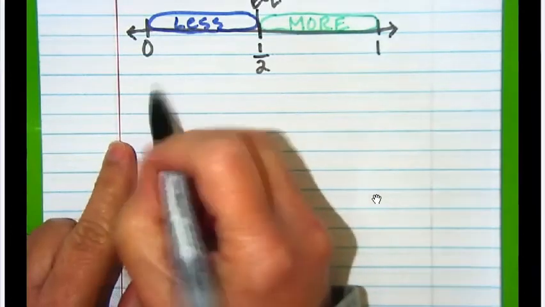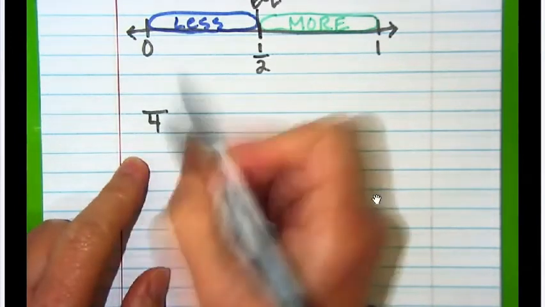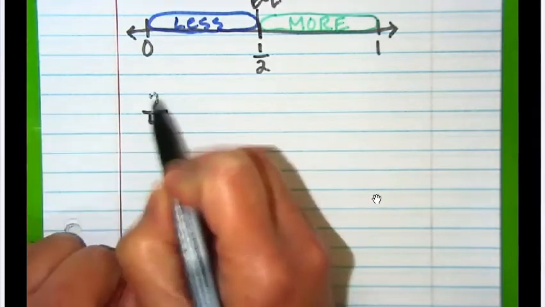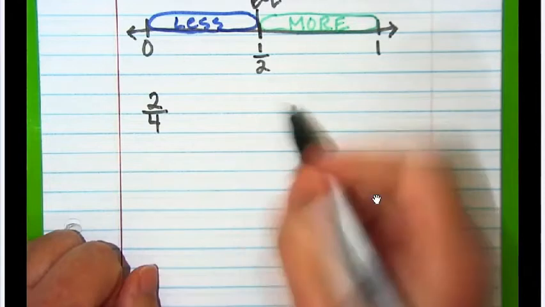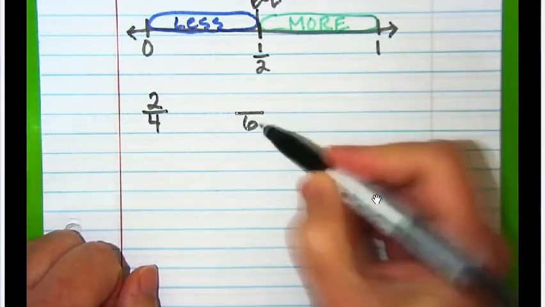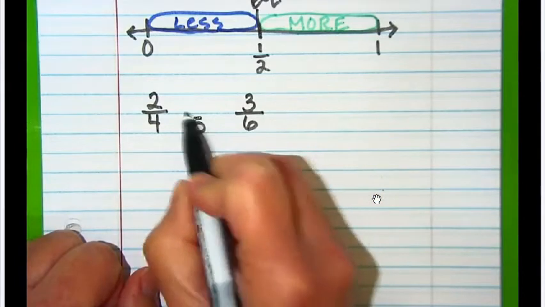We then have to think about what is half of a number. Because while we're comparing it to 1/2, our denominators are what we're going to be looking at to decide what's half. For instance, if we have 4 as our denominator, half of 4 is 2. So this would be equal to 1/2. If we have 6, half of 6 is 3. It's equal to 1/2. What happens if the denominator is 5?